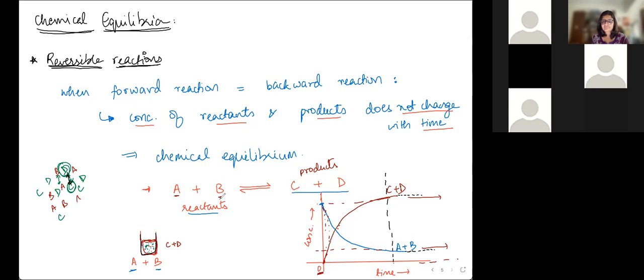Backward means what? So forward is A plus B gives C plus D. The backward is the reverse of it. So C plus D gives A plus B. Forward is how you read it normally, this kind of reaction: A plus B gives C plus D. Backward is literally the backward reaction. So follow this backward-facing arrow. That is C plus D gives A plus B.